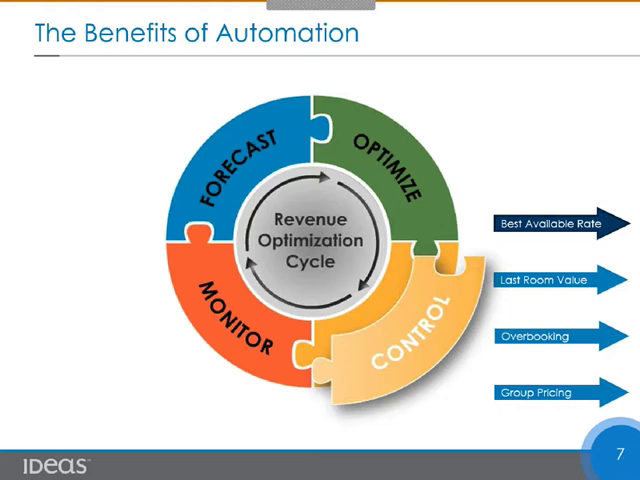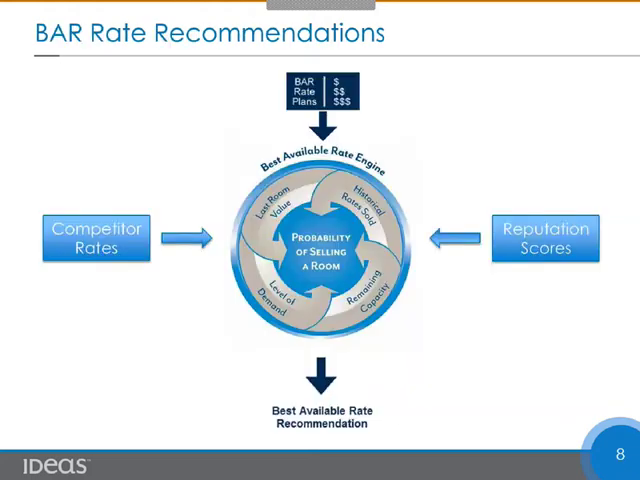Let's start with BAR. IDeaS combines different data points such as your BAR structure, competitive rates, reputation scores, forecasted demand and remaining capacity, the last room value, and the probability to sell a rate to calculate the optimal BAR for the day. Now it does that every day multiple times for the next 365 days, allowing you to be more proactive, especially further out.